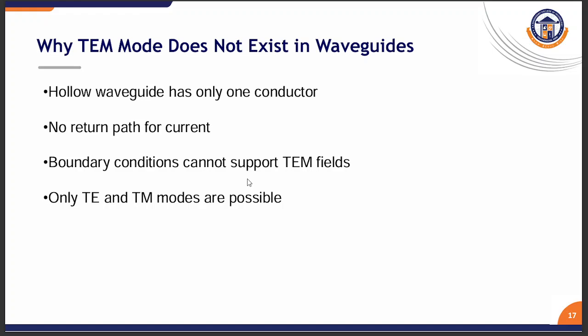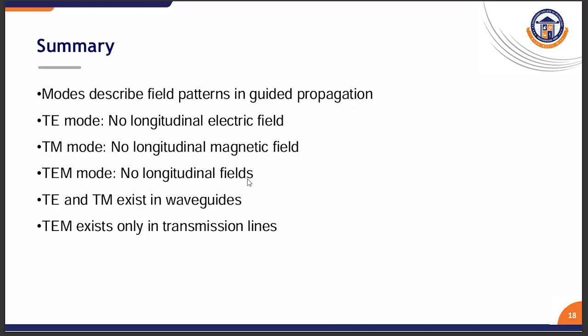So the reason TEM mode cannot exist in a hollow waveguide lies in the boundary conditions and the structure of Maxwell's equations. In a single conductor system, it is impossible to satisfy the condition that both the longitudinal electric and magnetic field components are zero while maintaining non-zero transverse fields. Consequently, waveguides inherently support only TE and TM modes. So this fundamental distinction explains why waveguides are used primarily at microwave frequencies where TE and TM modes can propagate efficiently above their cutoff frequencies.